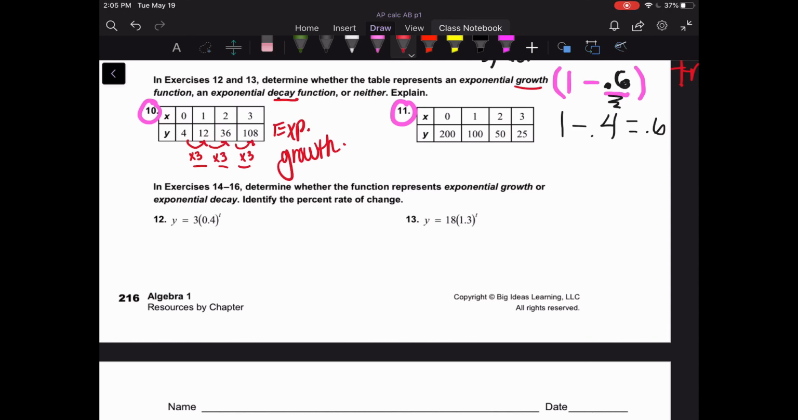Remember, if you don't know what you're multiplying by each one, go backwards. What's 25 divided by 50? Or what's 50 divided by 100? If you do those in your calculator, you're going to get 1/2 for both. You're going to get 1/2 for all 3. So what that tells you when you go backwards is technically, what are you multiplying by each time? So in this case, we're multiplying by 1/2 each time. And that is an exponential decay because 1/2 is smaller than 1.